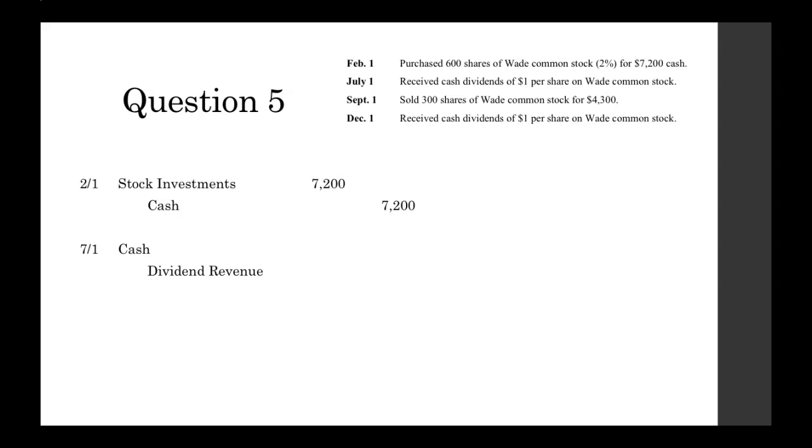Now, how do we figure out the amount for this entry? It's 600. And how did we get that 600? Well, it's $1 per share, and at this point in July, we had 600 shares of Wade common stock. So we had 600 shares. We are getting $1 per share in this dividend, so we are getting $600.